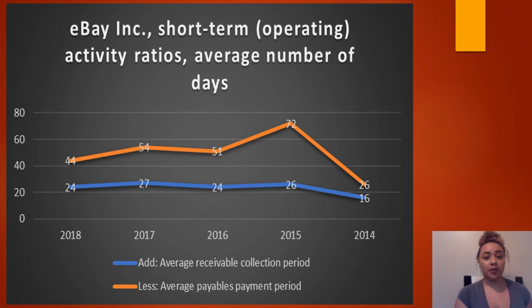So we're going from the early date as of today back. So from 2014, we went from 16 to 24 for the average receivable collection period. Then we go from 26 to 44 for the average payables payment period for eBay.